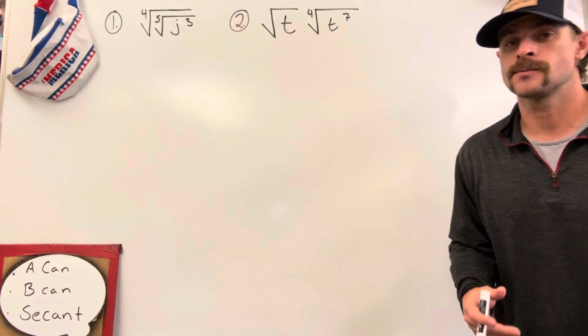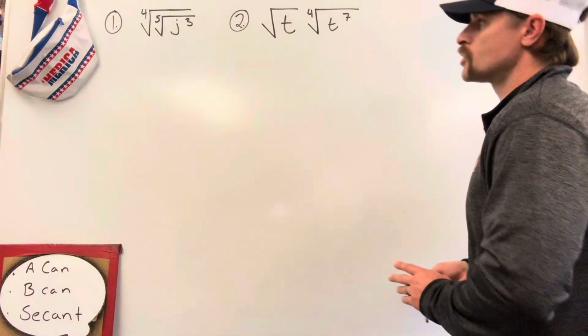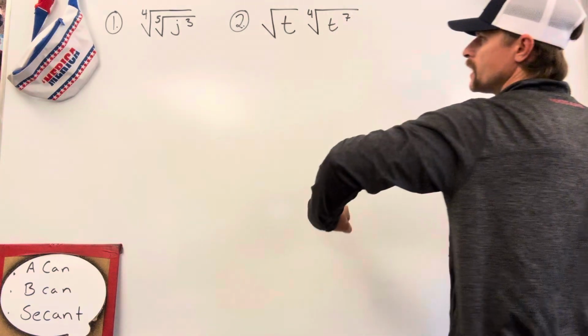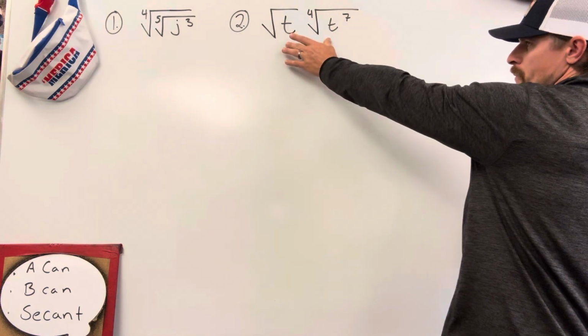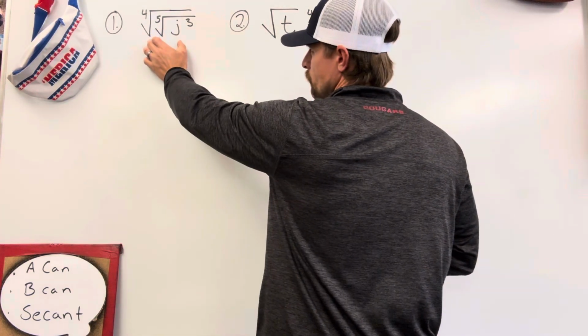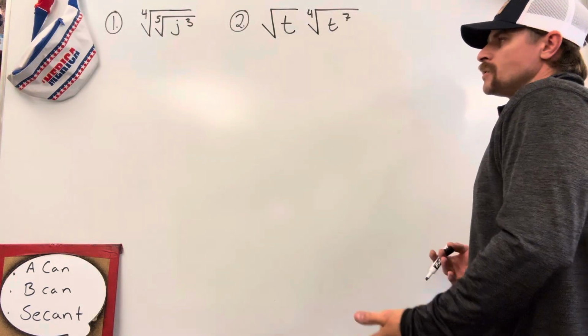Let's learn how to combine some radicals of different roots. I got two problems for you. One here where we're multiplying, and here where we have one within another. So how would you attack a problem like this?